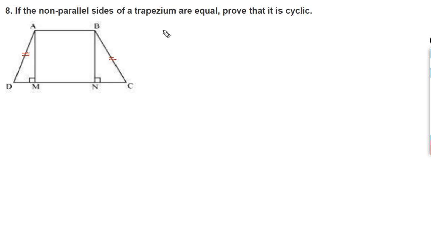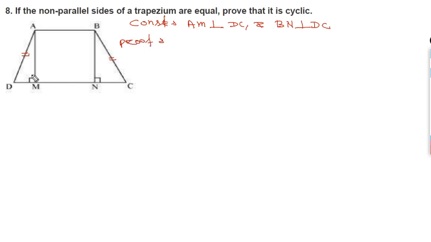Okay. Here we have to do one thing. We have to construct AM and BN. So first we start with construction. Construct AM perpendicular to DC and BN perpendicular to DC. This is what we have to construct. Then we will move to the proof.